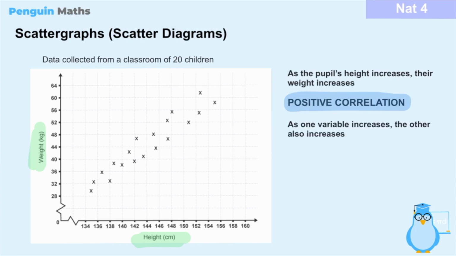And when we have this type of relation in a scatter diagram, we can call this a positive correlation. So, as we said, as the pupil's height increases, the weight increases, or in other words, as one variable increases, then the other also increases.